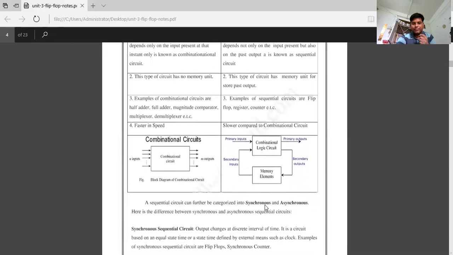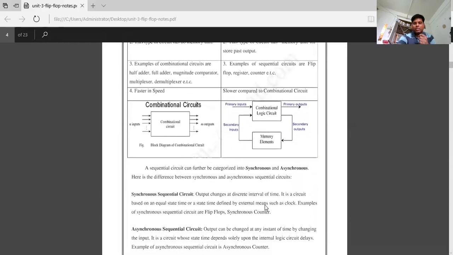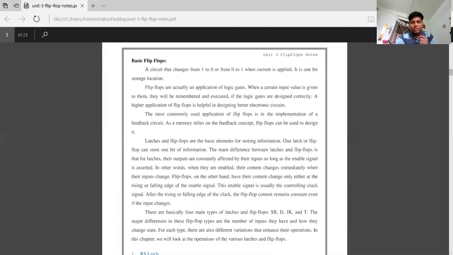The basic difference in the circuit diagram between combinational and sequential circuits: sequential circuits are of synchronous type or asynchronous type. In a synchronous sequential circuit, the output changes at discrete intervals of time. It is a circuit based on equal state time, or state time defined by external means such as a clock. In an asynchronous sequential circuit, the output can be changed at any instant of time by changing the input. It is a circuit whose state time depends solely upon the internal logic circuit delay. This is the basic difference between synchronous and asynchronous logic circuits.